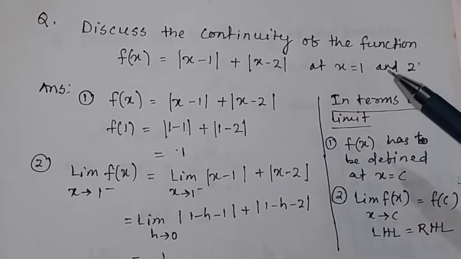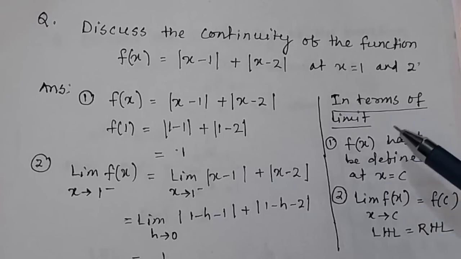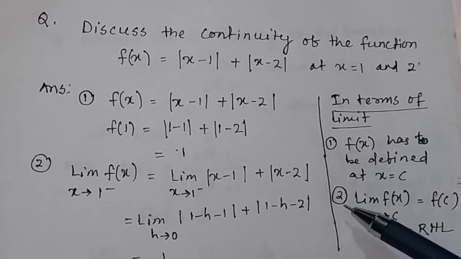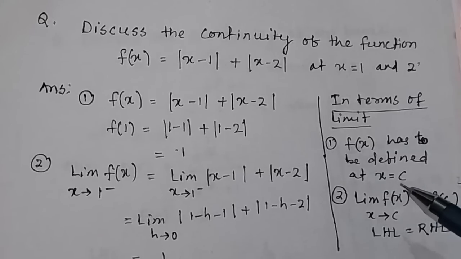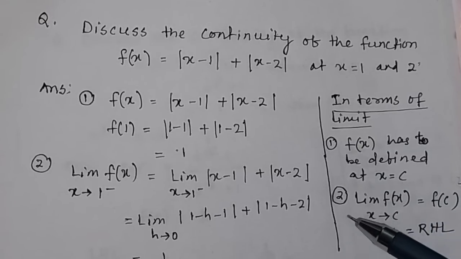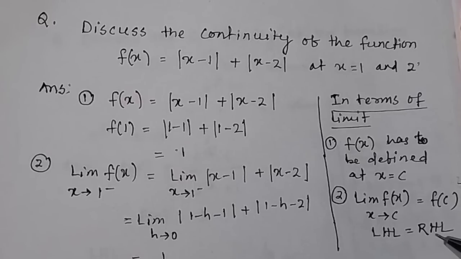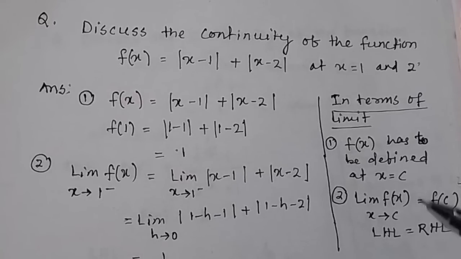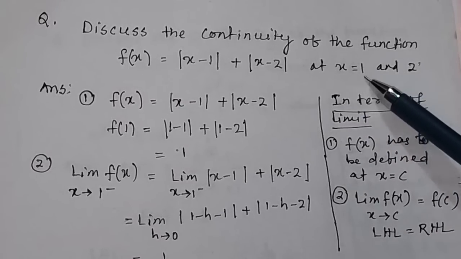We will check the continuity of the function in terms of limit, and in terms of limit you have to follow the following two steps. Number one is f(x) has to be defined at x = c, and number two, the limit of f(x) as x approaches c will be equal to f(c), or the left hand limit is equal to the right hand limit. So first check the continuity of the function at x = 1.